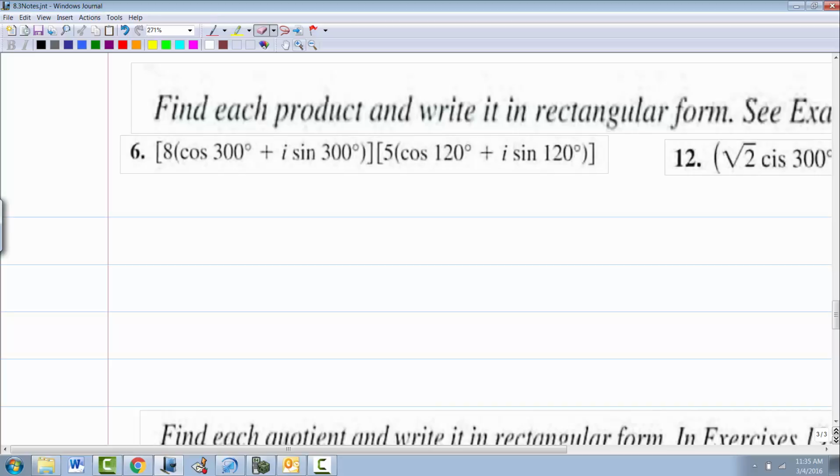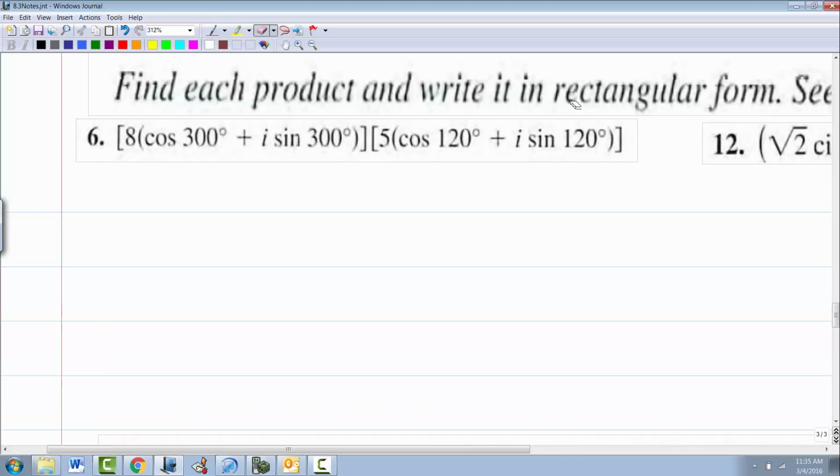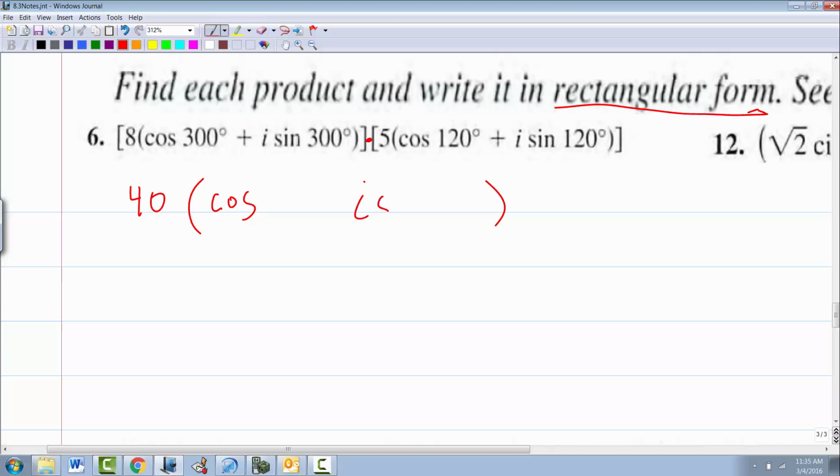Let's see if you're paying attention. Write each product in rectangular form. What we want to do is get this cleaned up right now. So what do you start with? 8 and 5 is what? 40? Cis. No, let's do cosine, because we got to get this ready for rectangular form, which means we have to know what these are, then actually evaluate them. So cosine and sine of who? What angle measure?